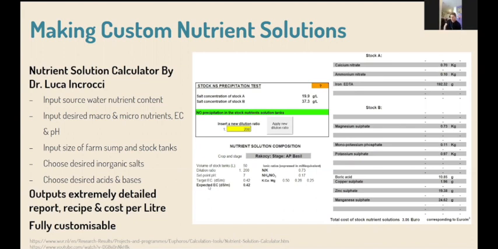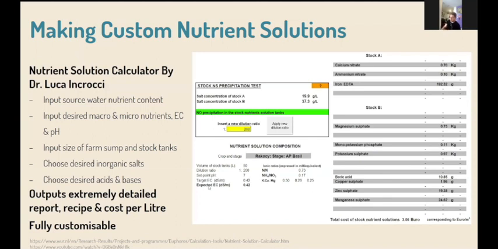Luca Incrosi, I think. I'm probably butchering that Italian pronunciation, but it's really quick, simple to use, and it's an extremely powerful tool. So you input your nutrient source and what its nutrient content is. You could also input a spent solution, so what the initial conditions of your nutrient solution are that you want to change.